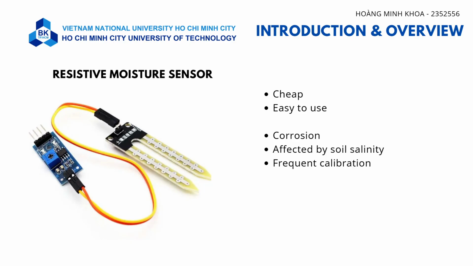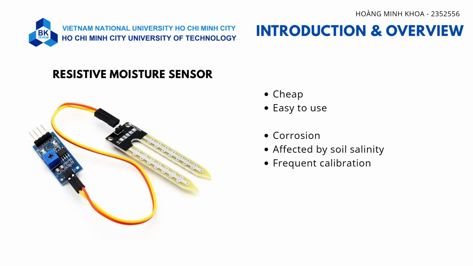This module is really cheap. We bought it for just around 15,000 at Nhật Tảo market. It is easy to use, but one big disadvantage is that it has exposed electrodes which are prone to corrosion.